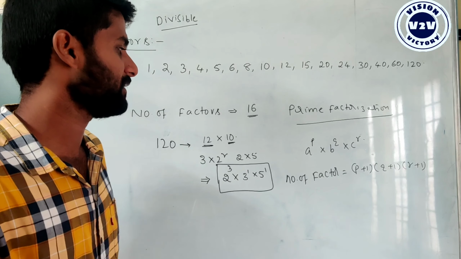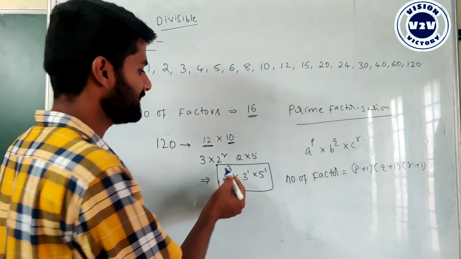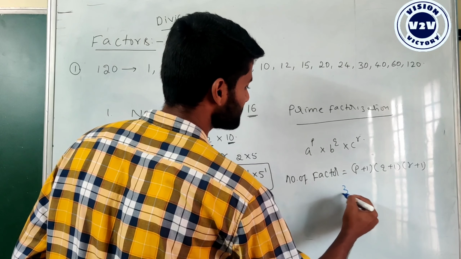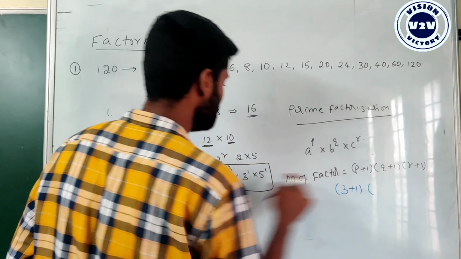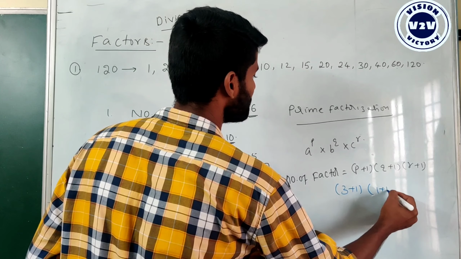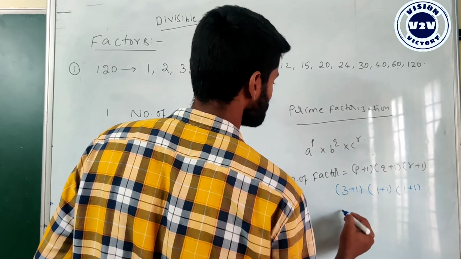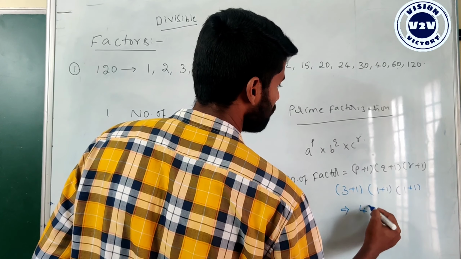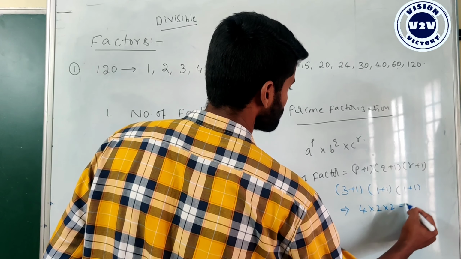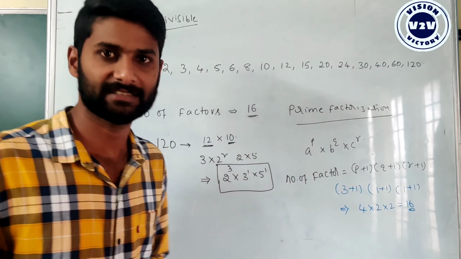Then, according to the formula, to find the number of factors: for 2 the power is 3, so 3 plus 1, into, for 3 having power 1, 1 plus 1, and for 5 having power 1, that is also 1 plus 1. So the total number of factors is 4 into 2 into 2. The total number of factors is 16.